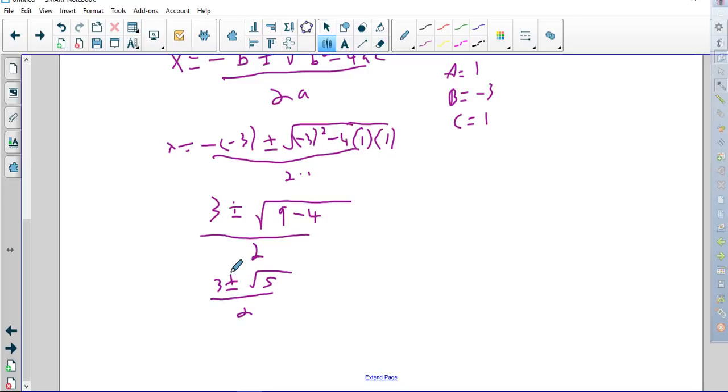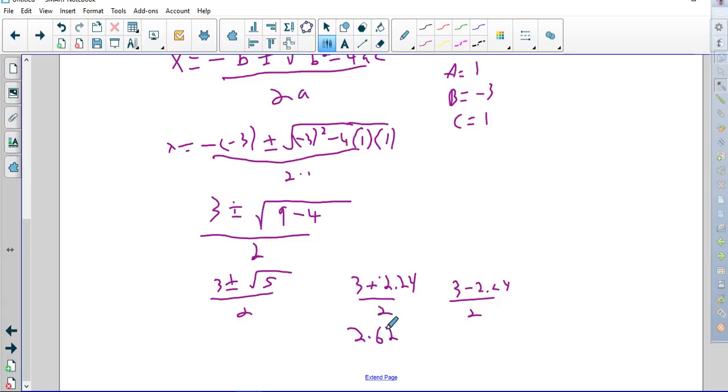So the square root of 5 is about 2.24. Okay? So basically, you're going to break this up into two separate problems. 3 plus 2.24 divided by 2, and 3 minus 2.24 divided by 2. And then you just crunch those. So 3 plus 2.24 is 5.24. And then you're just going to divide by 2. And you get about 2.62.